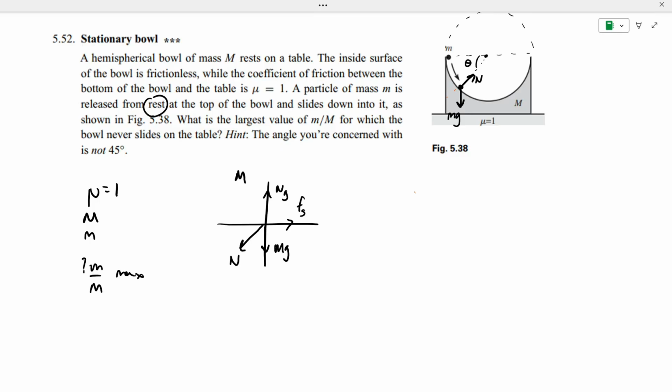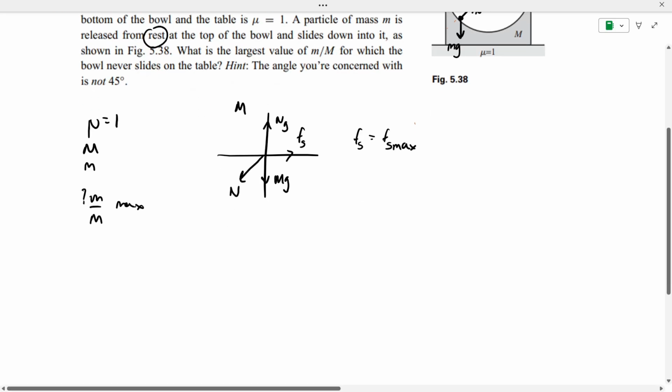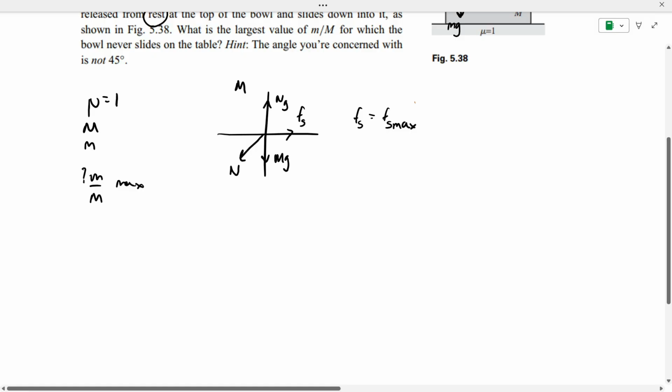Alright, so this static friction is actually going to be equal to the maximum static friction, Fs max, because we're asked about the largest m over M for which the bowl never slides on the table. This implies that at a larger m over M, the bowl would just slip leftward. So we want the maximum static friction because that is the friction that's going to be acting before anything slips. Alright, so what we're going to want to do first is write out the equations for this one.